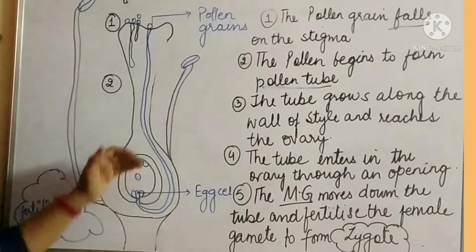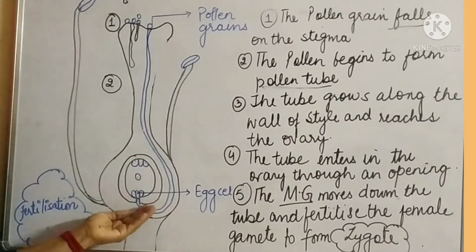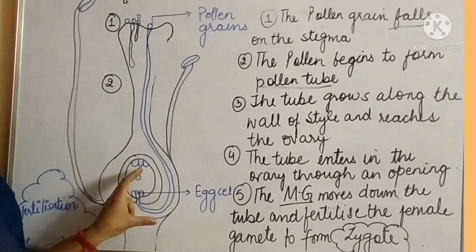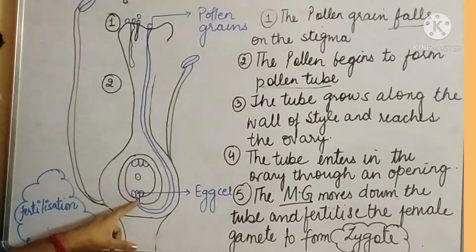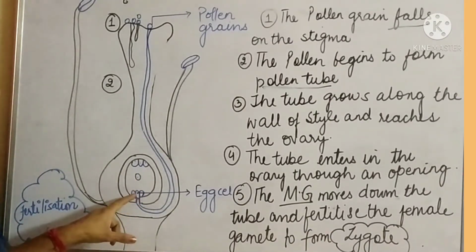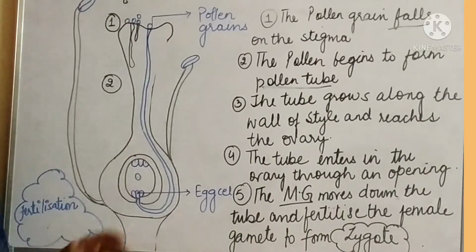It curls. Here it curls and it tries to enter the ovule. Okay, here it breaks. There is an opening and through this opening the male gamete enters.